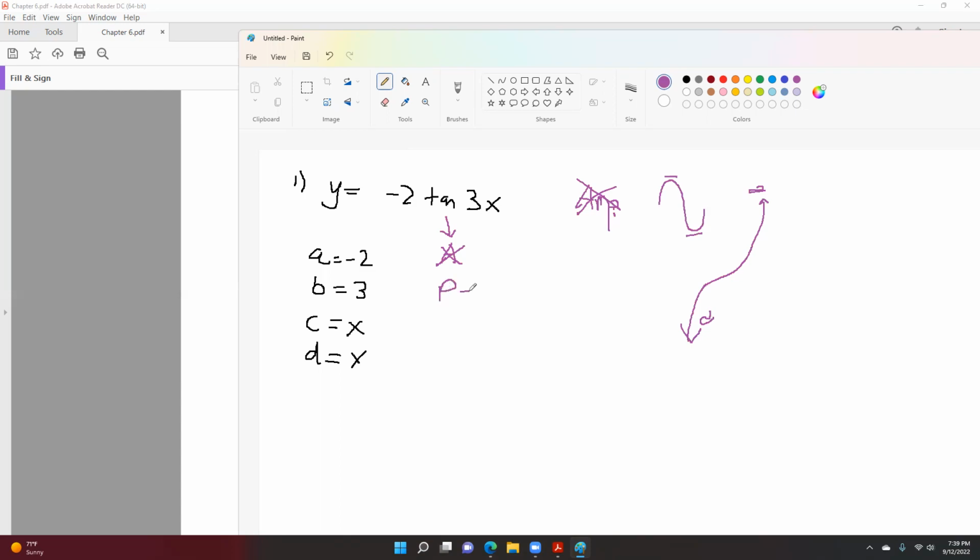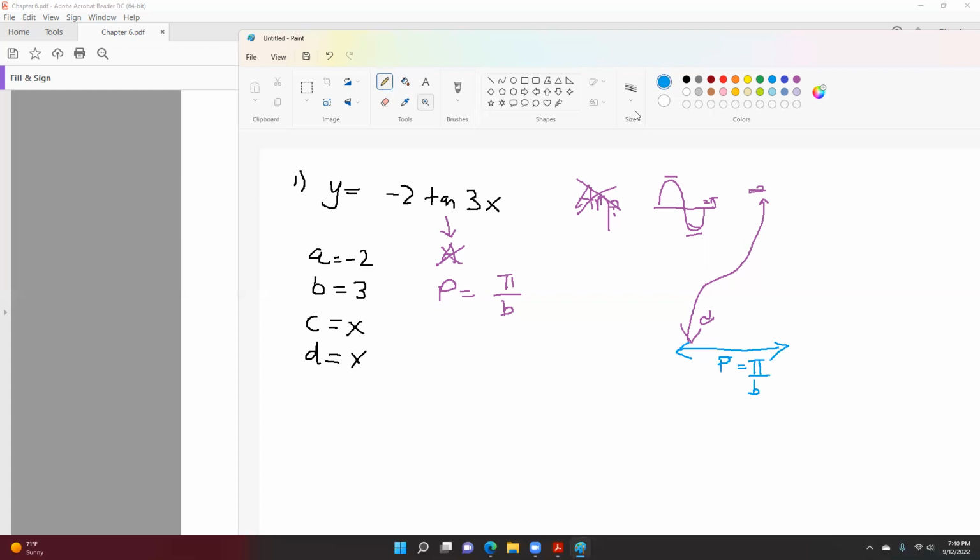However, there is a period. If you remember last time in sine and cosine, the period is 2 pi over b. The reason your period is 2 pi is because for sine and cosine, the whole full cycle is 2 pi. But for tangent, one full cycle is only pi. So when you do tangent, the period we use is just pi over b. That's something different in this case.